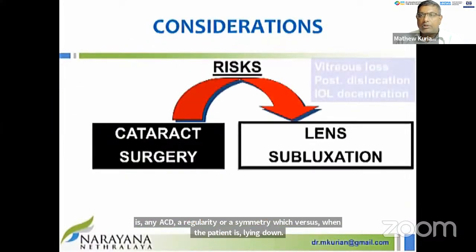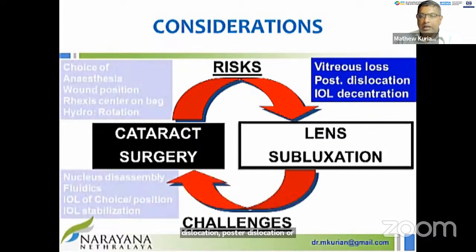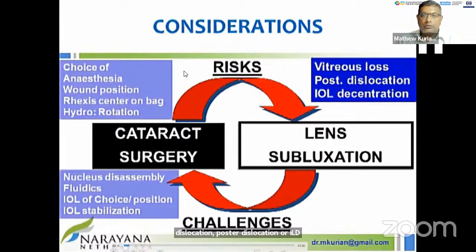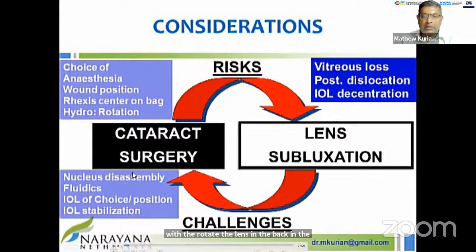So the risks that are involved are vitreous loss, posterior dislocation, or IOL decentration, which can happen in the late stages also. And the intraoperative challenges include those of the anesthesia that we would do. The placement of the wound, rhexis needs to be centered on the bag. Hydrodissection is very critical because that is what is going to allow us to rotate the lens in the bag in the situation of weak zonules. Nucleus disassembly must be perfectly executed.